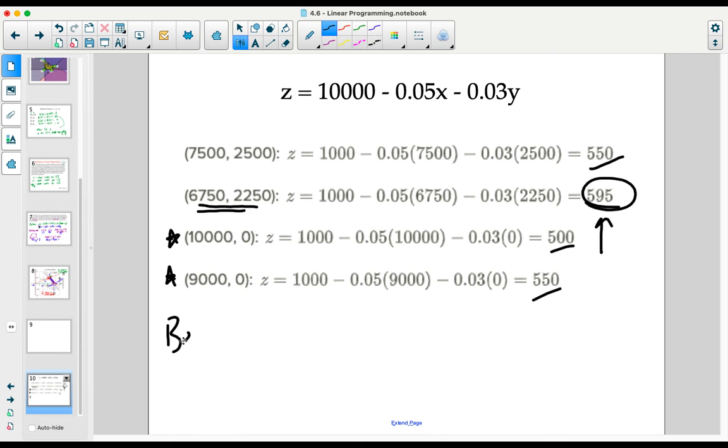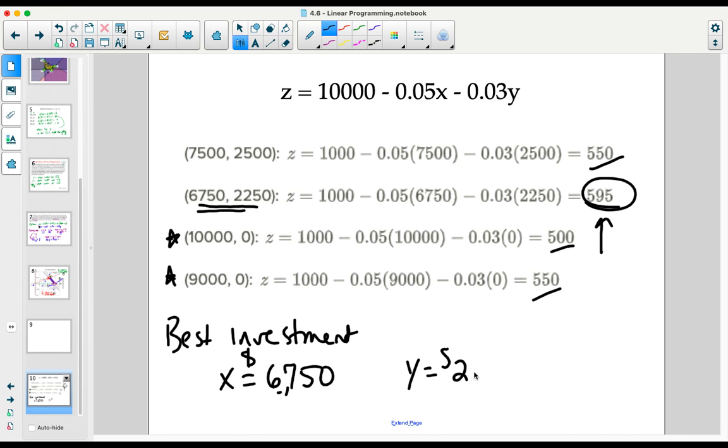So the best investment, given the requirements of each one of those accounts, is that X, the 5% investment, was an amount of $6,750. Y was $2,250. And the last one, which was our 10,000 minus X minus Y, our investment in the riskiest account, comes out to be exactly $1,000.